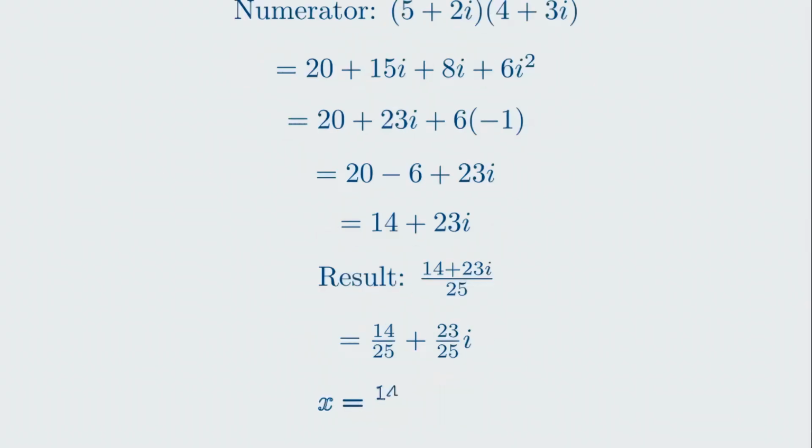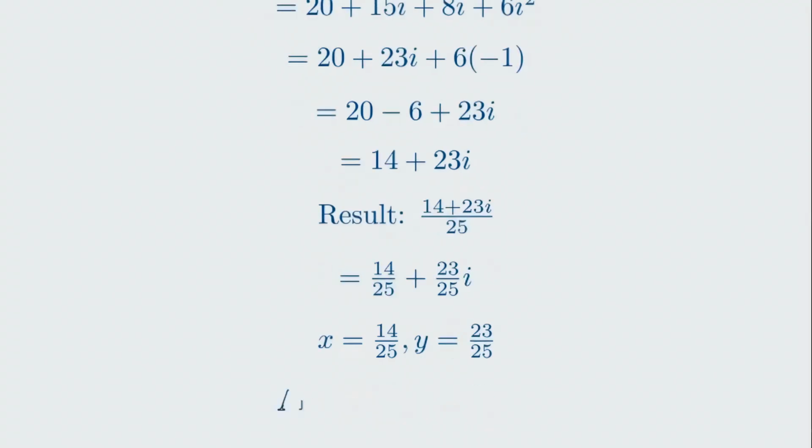By comparing this to x plus y i, we find that x equals 14 over 25 and y equals 23 over 25. This corresponds to answer choice C. By multiplying by the complex conjugate, we successfully simplified the expression and identified its real and imaginary components.